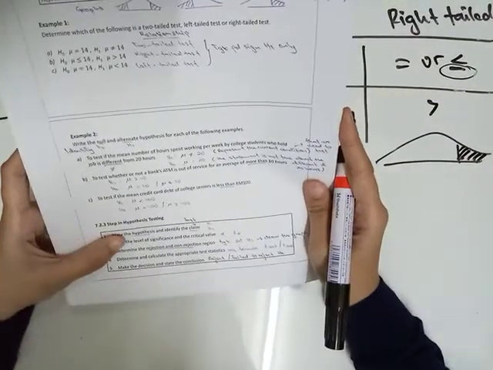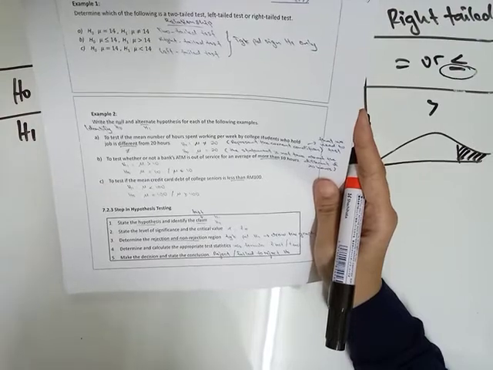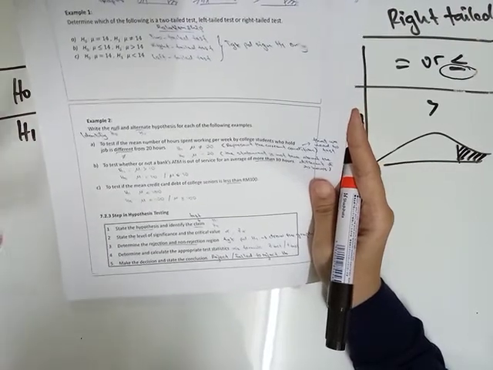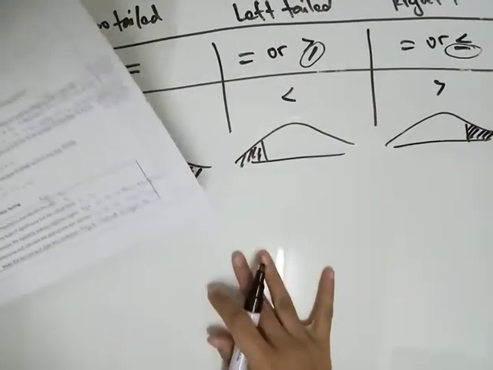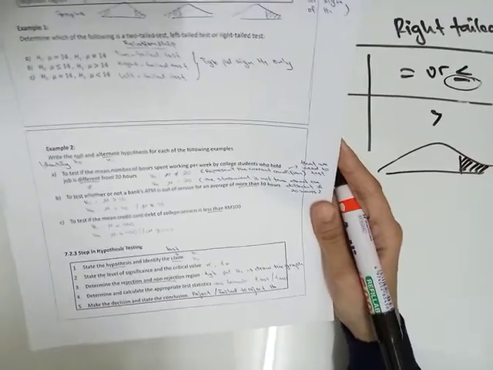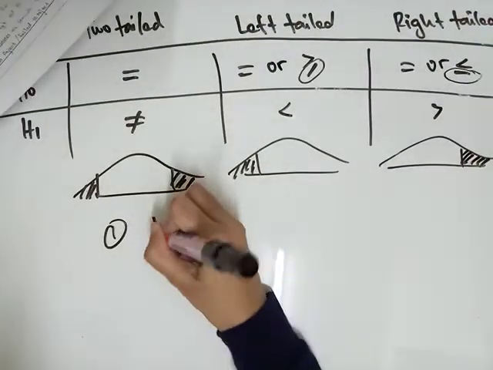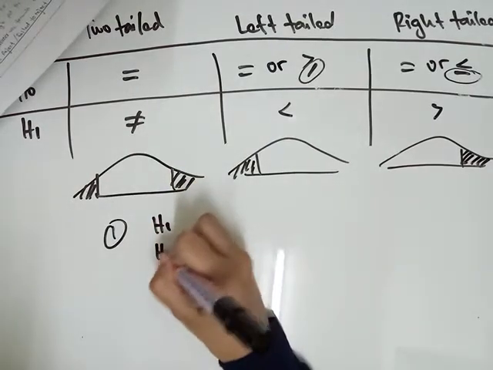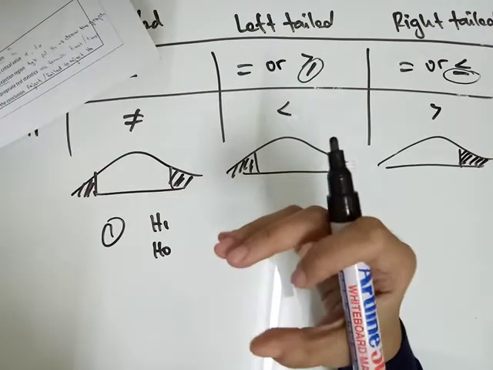Look at the last one, steps in hypothesis testing. To test whether the statement is true or not, we have 5 steps. First step, if you look at your notes, is state the hypothesis and identify the claim. State the hypothesis means you have to state H1 and H0. That is the first step you have to do.